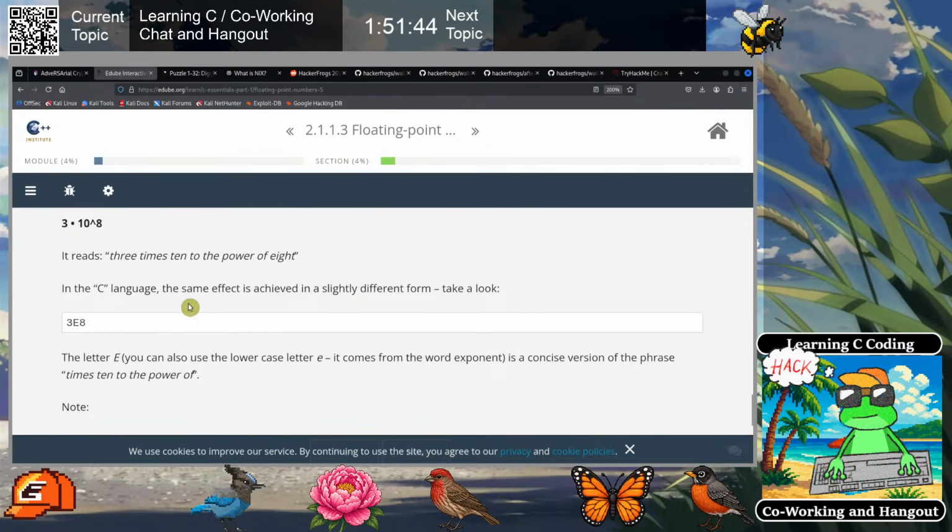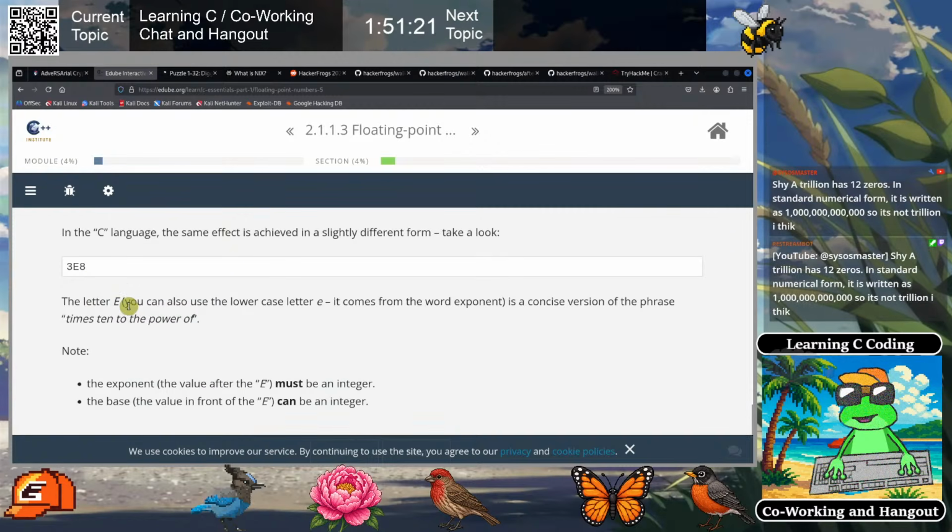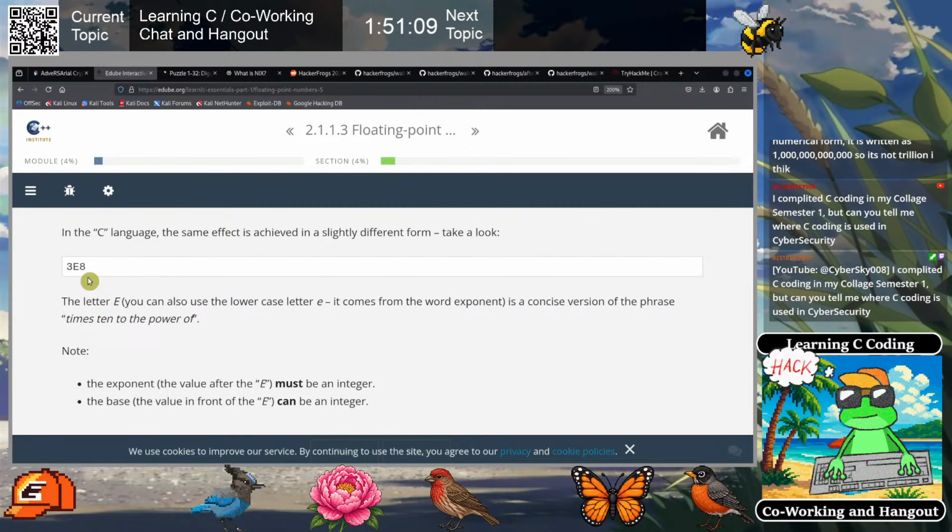So in the C language, the same effect is achieved in a slightly different form. Take a look. So it's 3e8. The letter E, you can also use the lowercase letter e, comes from the word exponent, and is a concise version of the phrase times 10 to the power of. So 3 times 10 to the power of 8 in this case. The exponent, the value after the e, must be an integer. The base, the value in front of the e, can be a fraction. So we could do 3 point something e something, right?